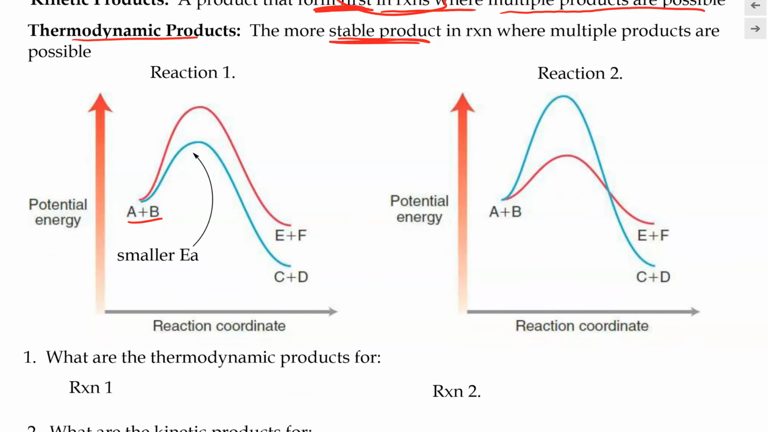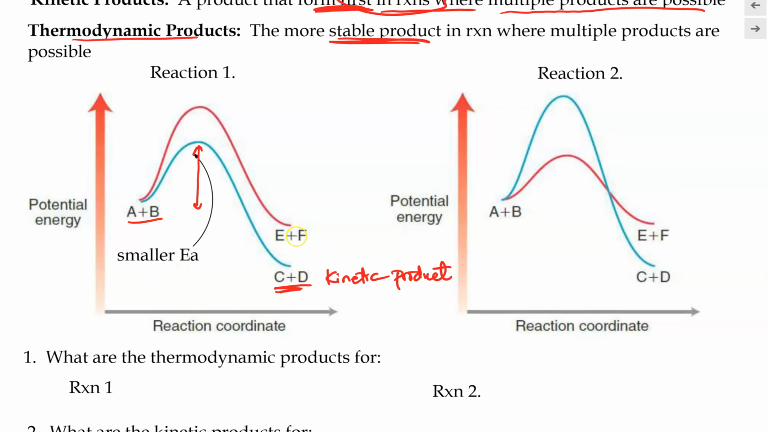Here in this case, the line in blue represents a step that has the smaller activation energy, and that will lead to the products C and D. So in this case, the pathway leading to D has a lower or smaller activation energy. So C and D will be the kinetic product, because this is the product that gets produced first due to its pathway having a smaller activation energy.